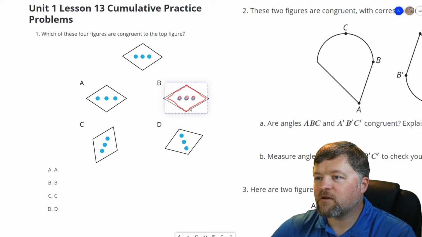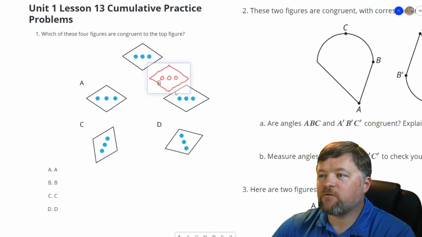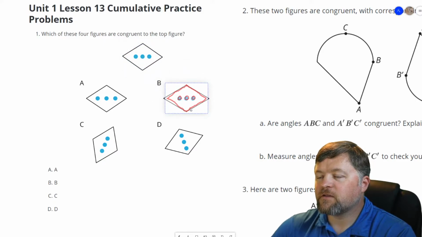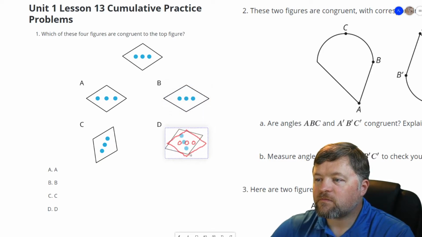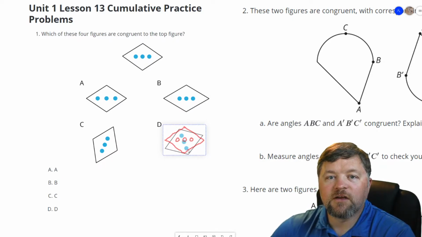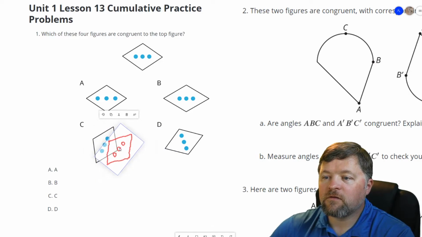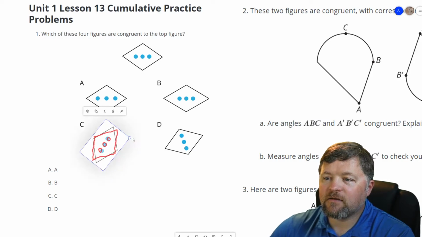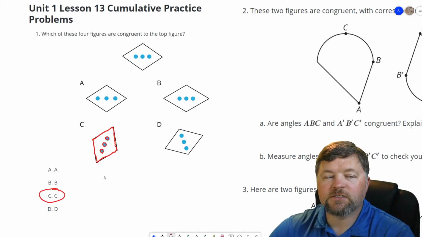How about this figure here? Well, this looks like it's a little stretched out from the original. The circles are the same distance apart, but the whole shape is wider. This one, without even rotating it and lining it up, I can see that those blue circles are oriented in the wrong direction. Now what about C? C looks like our correct choice. C is the one that's congruent.